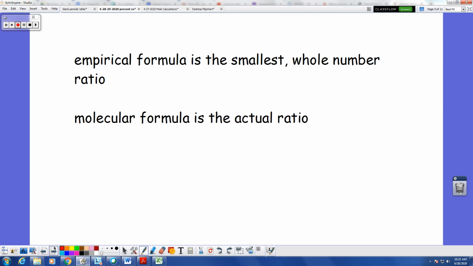Okay, a couple of definitions for you. I would write these down. Empirical formula, this is your smallest whole number ratio. Molecular formula is the actual ratio. So when we do the calculations, we always find the empirical formula first, and then sometimes we find the molecular formula as well if we are asked for it. If you're not finished writing, pause it to get those written down.